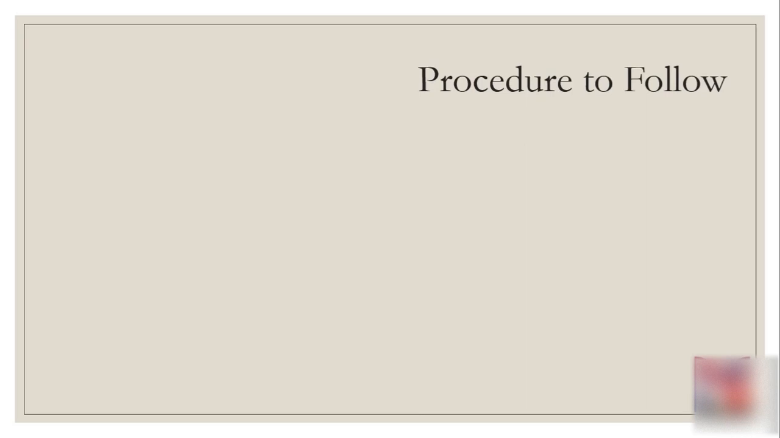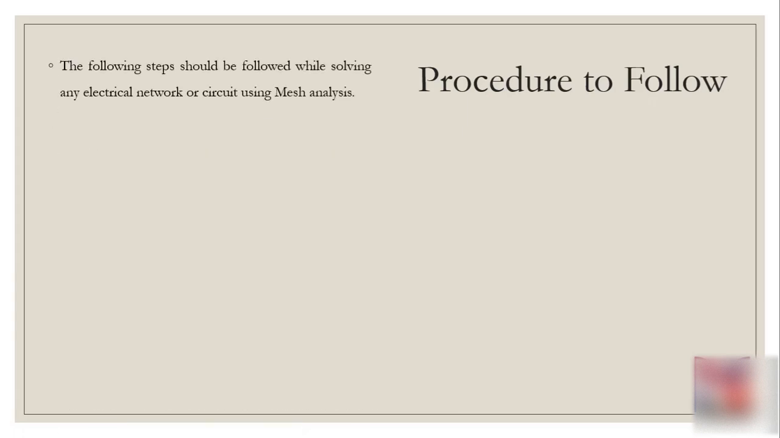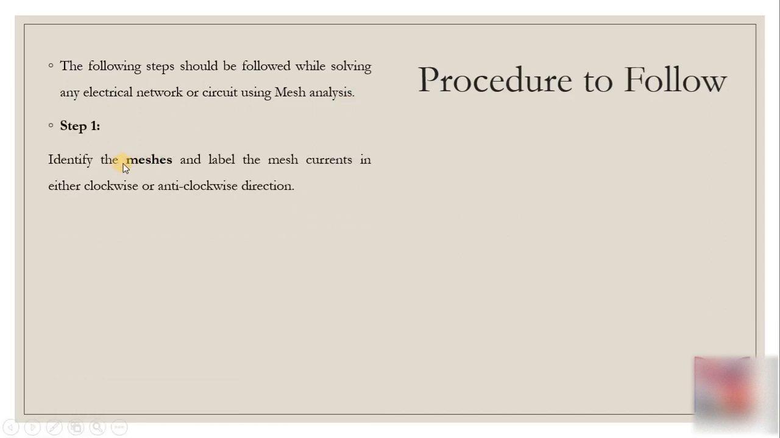There is a specific procedure to be followed in order to do the mesh analysis. Therefore, the following steps should be followed while solving an electrical network or a circuit through mesh analysis. Step 1: identify the meshes and then label those meshes with their currents in either clockwise or anti-clockwise direction. Most probably clockwise direction is taken, but you can also consider the anti-clockwise direction.